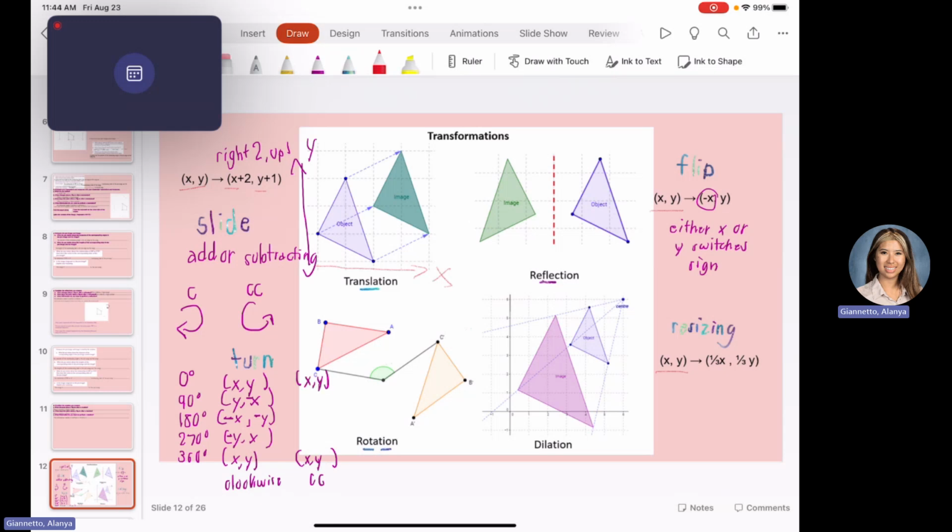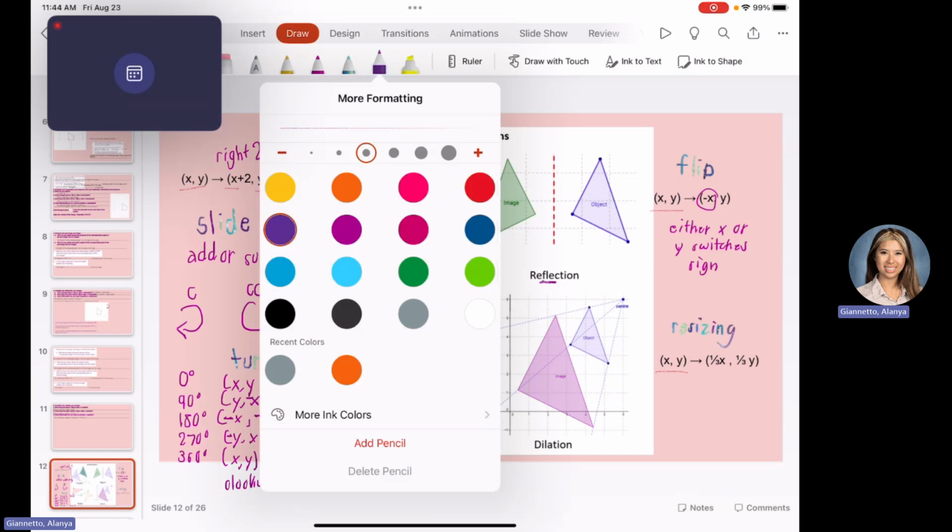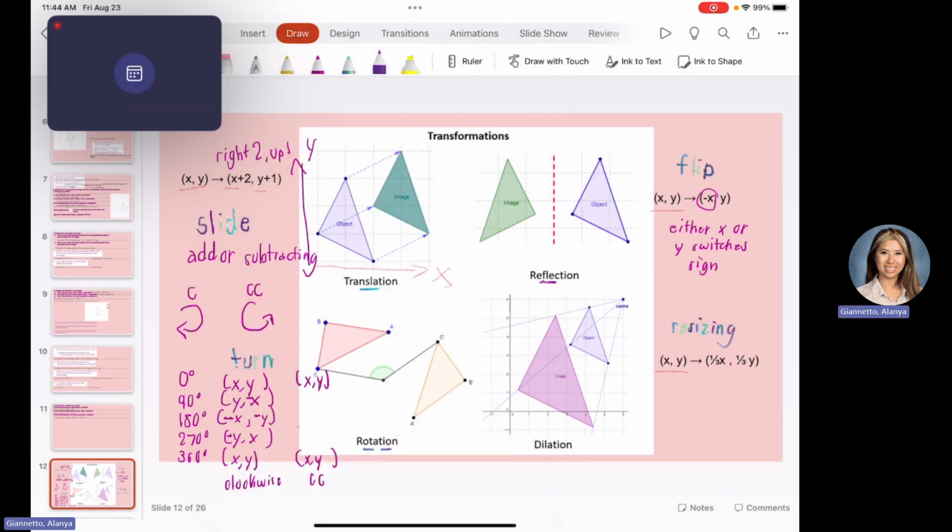But in this case, I'm going to change the color now. Rotation counterclockwise is actually the same thing as a 90-degree clockwise rotation. So that would be y, negative x. 180 is still the same, negative x comma negative y. And then for our counterclockwise of 90 degrees, that is the same thing as clockwise of 270 degrees. So that's negative y comma x. So if you remember it one way, you can easily just do the opposite to find it the other way.